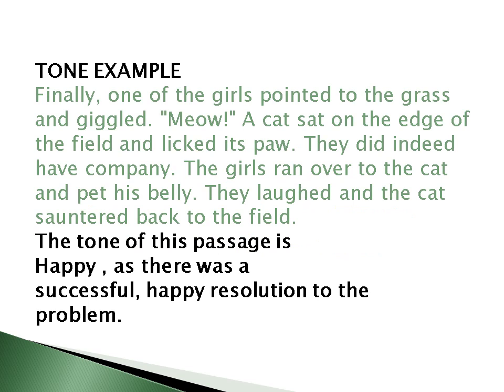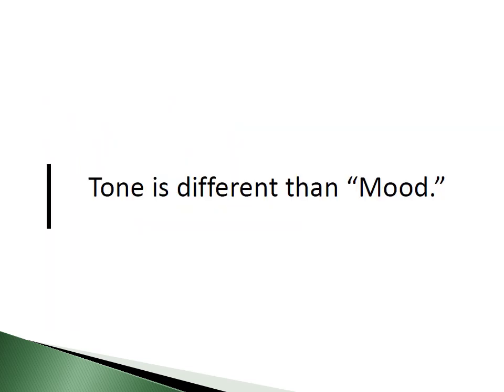Example: Finally, one of the girls pointed to the grass and giggled. Mew! A cat sat on the edge of the field and licked its paw. They did indeed have company. The girls ran over to the cat and pet his belly. They laughed, and the cat sauntered back to the field. The tone of this passage is happy, as there was a successful happy resolution to the problem.